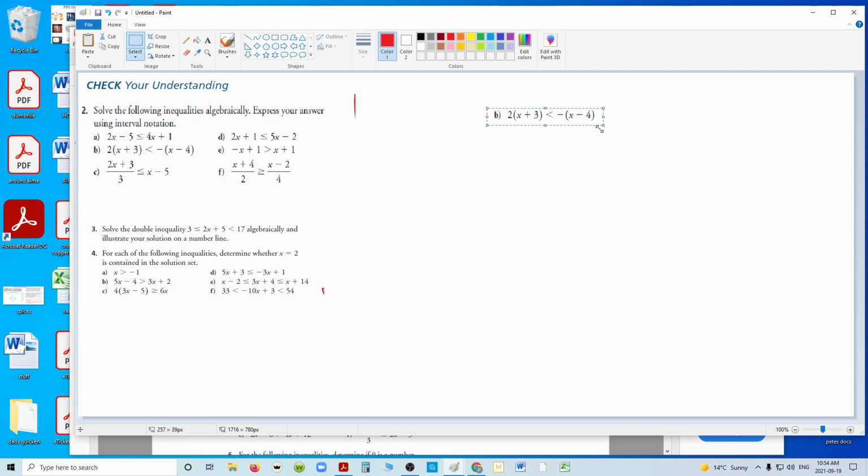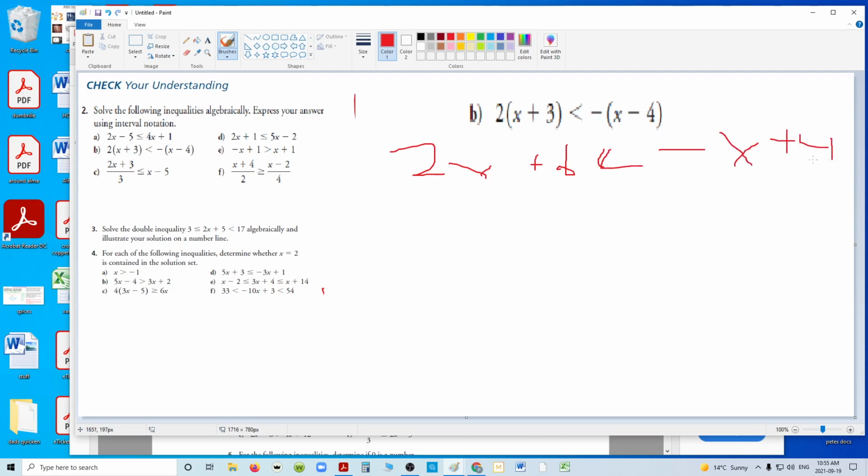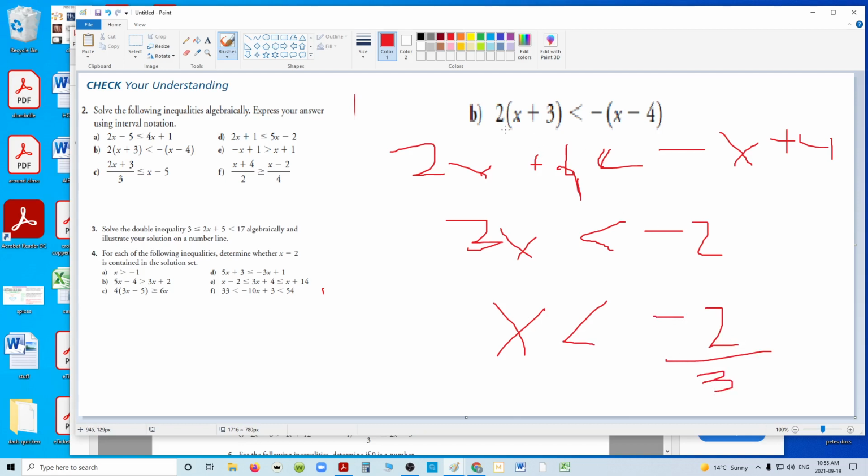Same thing with this one. You have to distribute the left side. You get 2x plus 6, smaller than, and this -1 multiplies everything in the bracket. Smaller than minus x plus 4. Bring the x to this side, I get 3x. Bring the plus 6 to the other side, I get -2. Therefore, x must be smaller than -2/3. And when you test it out, you'll discover, sure enough, it should work out. Now, because this is a weird little fraction, I am going to test it out.